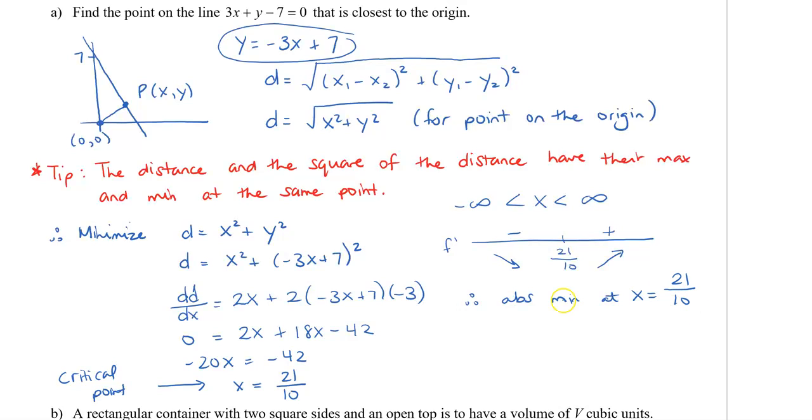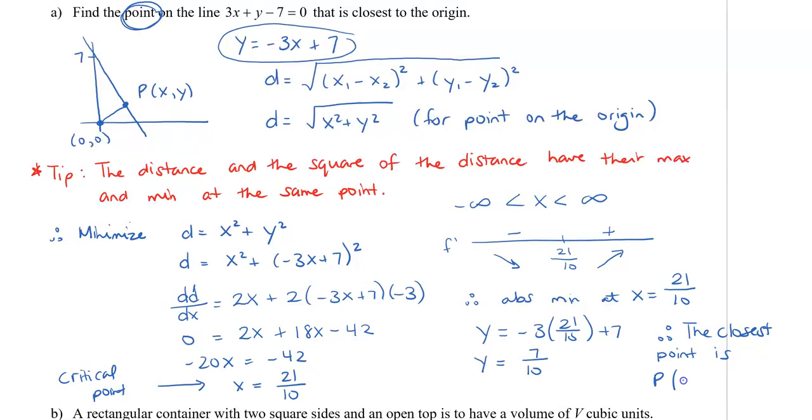And we're going to solve for the y value, because it does say find the point, not just the x value. So we need to plug it into our original. So y equals negative 3 times 21 over 10 plus 7. And so we solve this to get 7 over 10. So therefore, the closest point is P, which is 21 tenths and 7 tenths.